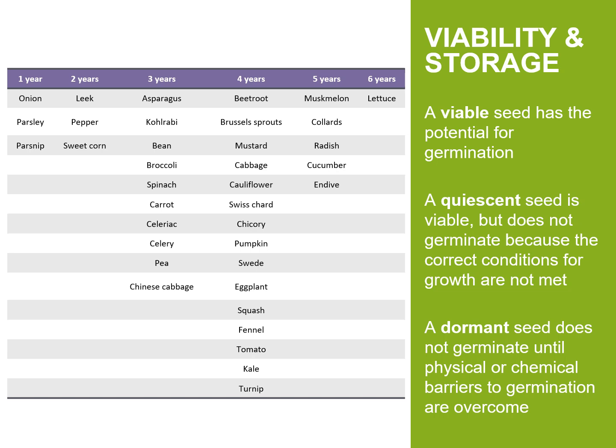Dormant seeds have a slightly different definition. The seed does not germinate until physical or chemical barriers to germination are overcome, and these are sometimes, for example, a thick seed coat that needs to be broken down over time, or certain chemical changes that need to take place within the seed in order for that germination to happen.